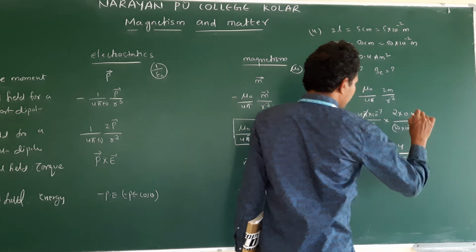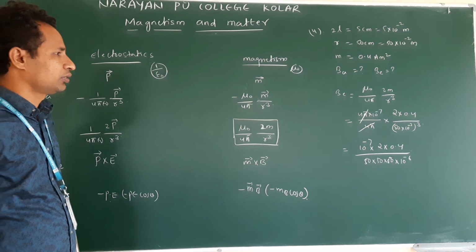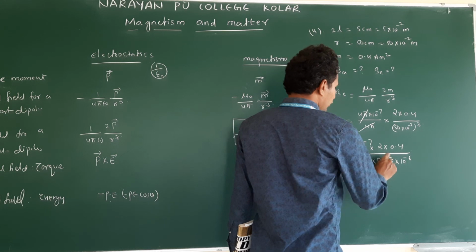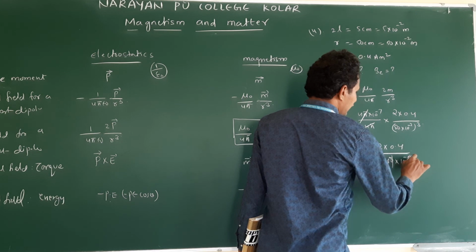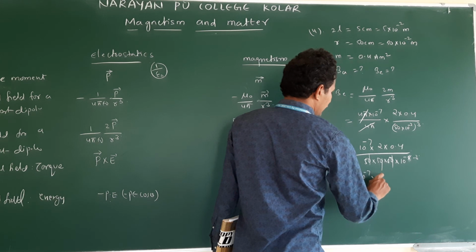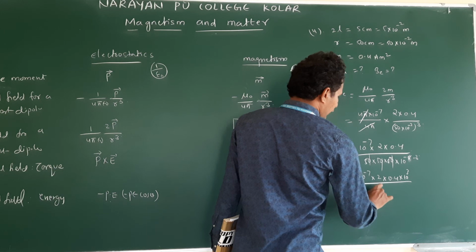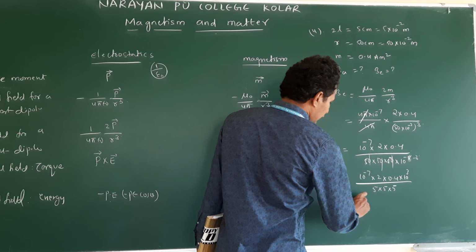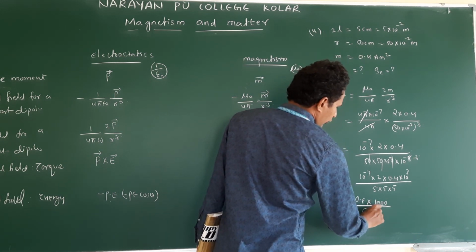Don't do minus 2 cube. Okay, now the 10s cancel. Already minus 6, it will become minus 3, and minus 3 goes up. 10 power minus 7 into 2 into 0.4 into 10 power 3 by 5 into 5 into 5. Okay, this I can write as 0.8 into 1000 by 5 into 5 into 5.